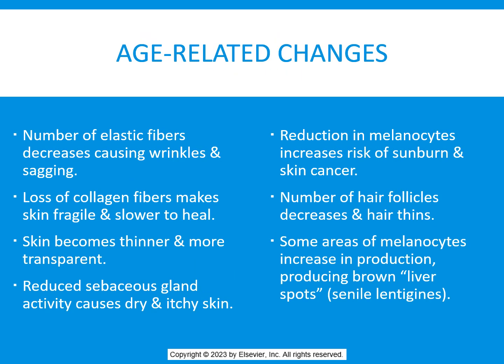The thinning of skin and decreased sebaceous gland activity reduces an individual's temperature control. There is a decrease in the number of melanocytes at the hair follicle. This causes the gradual loss of hair color.